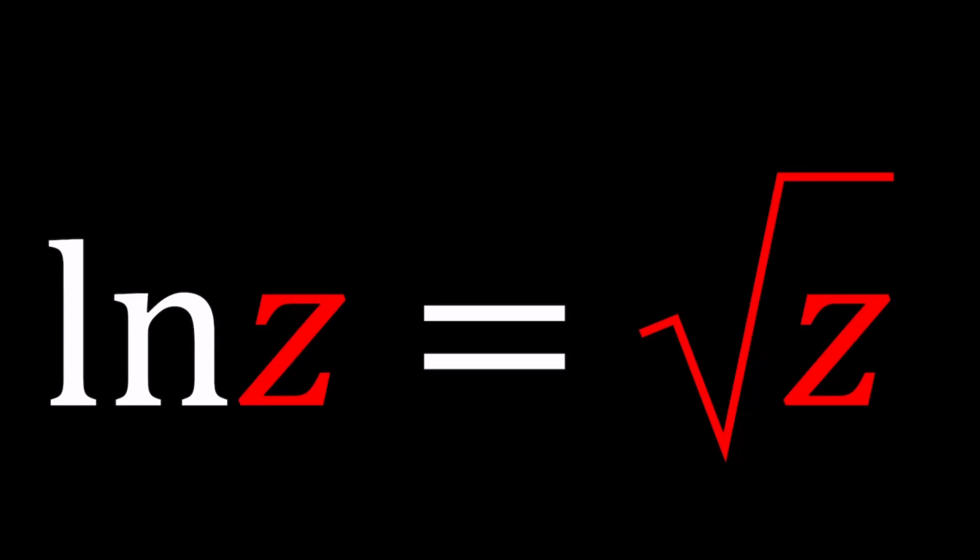This channel is all about complex numbers, and in this video we're going to be solving a very complex number. We have ln z and square root of z, and they are equal. Before we start solving this problem, think about how you could solve it.